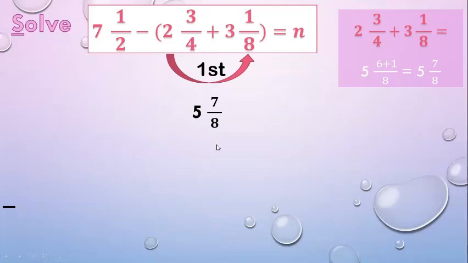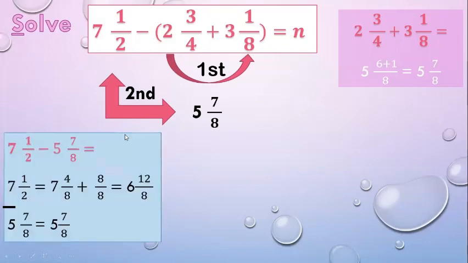Next, we are going to perform the second. So remember that is minus. So 7 and 1/2, this is the total meat. And the total used is 5 and 7/8. So you are going to subtract this from the total meat. So this would be the equation: 7 and 1/2 minus 5 and 7/8.